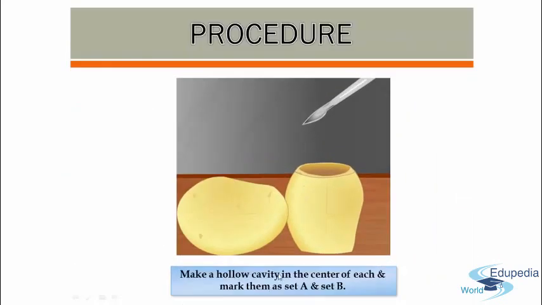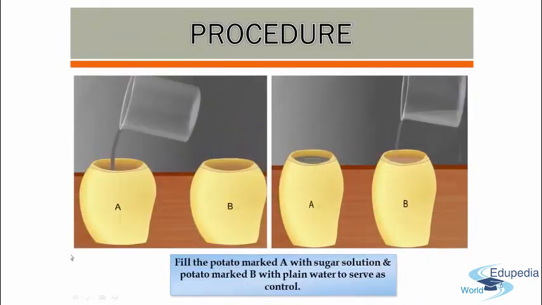We have to make a hollow cavity in the center of each and mark them as set A and set B. Now another step is that we have to fill the potato marked A with sugar solution, and the potato marked B is filled with plain water to serve as control. This one contains sugar solution, A, and B contains water.